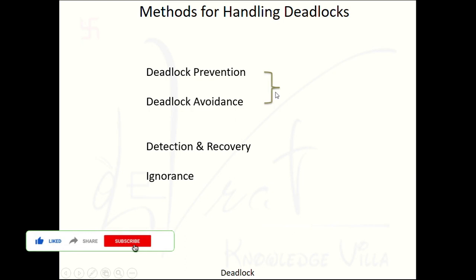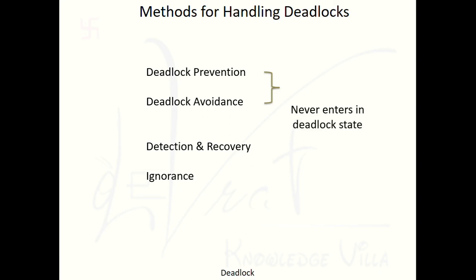They actually work before the occurrence of deadlock. It means that with these two strategies the system never enters the deadlock state. We are implementing the strategies before a deadlock occurs. How will we implement these strategies? We will define some protocols or a set of rules to prevent or avoid the deadlock.